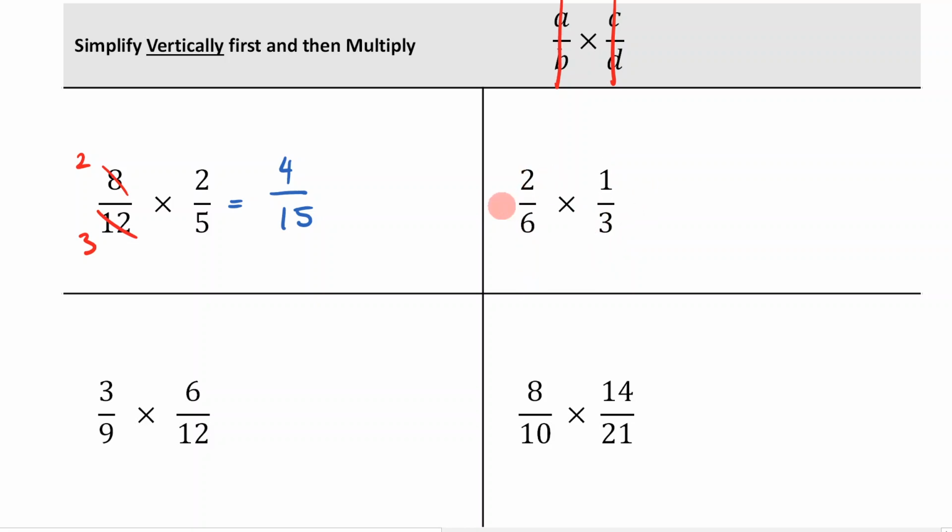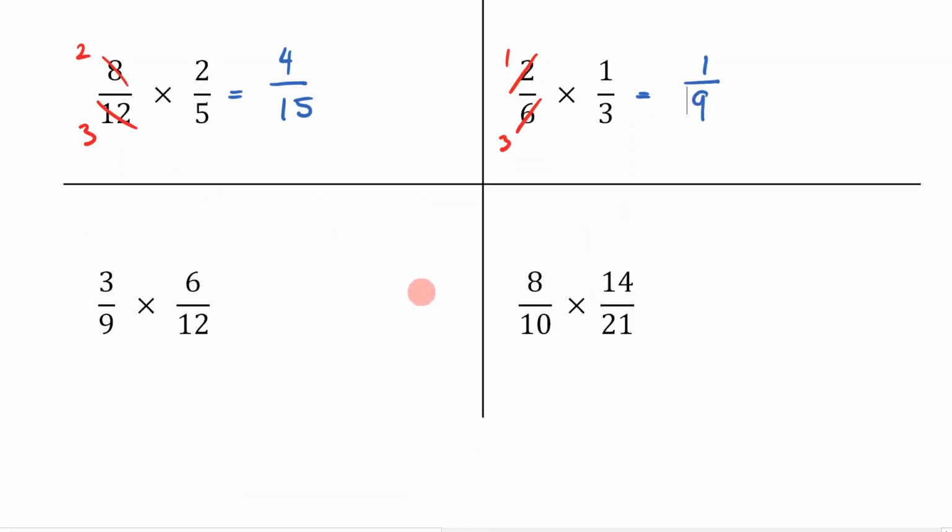Can I simplify 2 and 6? Yes, I can. Both of those are divisible by 2. 2 divided by 2 is 1. 6 divided by 2 is 3. And now, once I've done that, I just multiply. So I multiply my numerators, so 1 times 1 is 1. And I multiply my denominators. 3 times 3 is 9. And I'm done. Perfect. Let's come down and do these examples here.